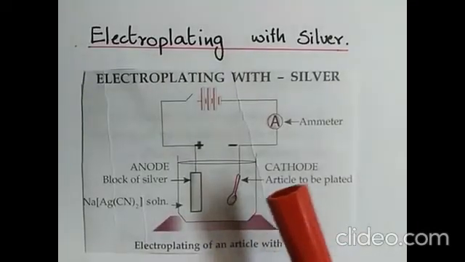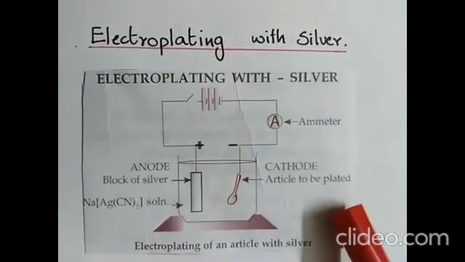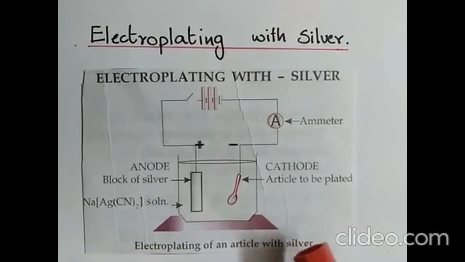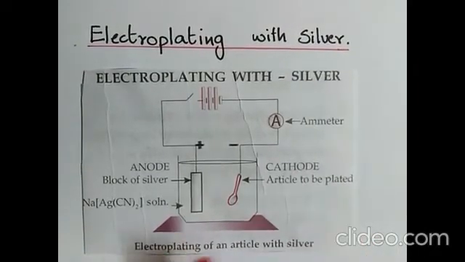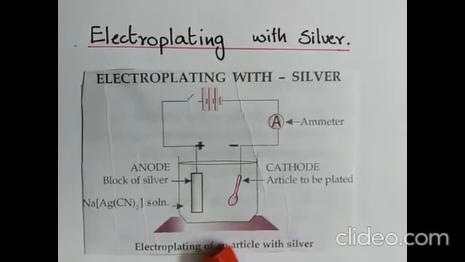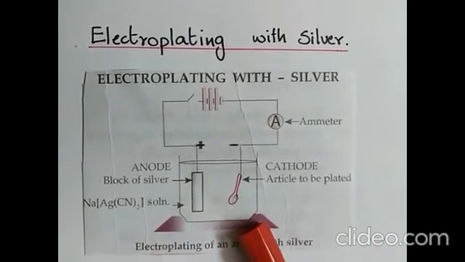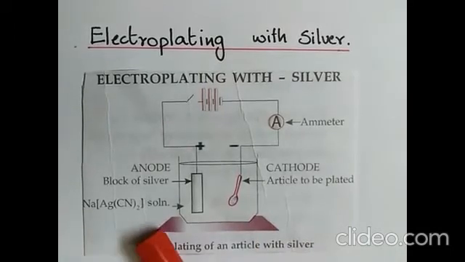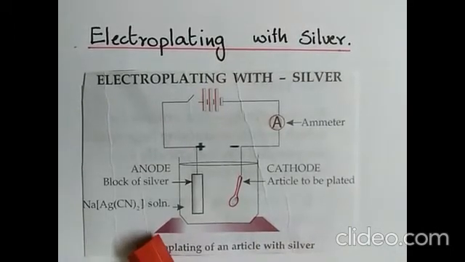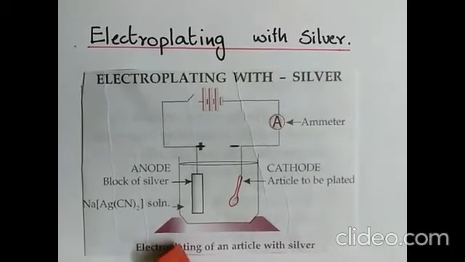The next example is electroplating with silver. Just observe the diagram and see what is the anode and the cathode. Anode is a block of silver and cathode is the article to be plated. And electrolyte is sodium argentocyanide or sodium silver cyanide, which is a complex compound.